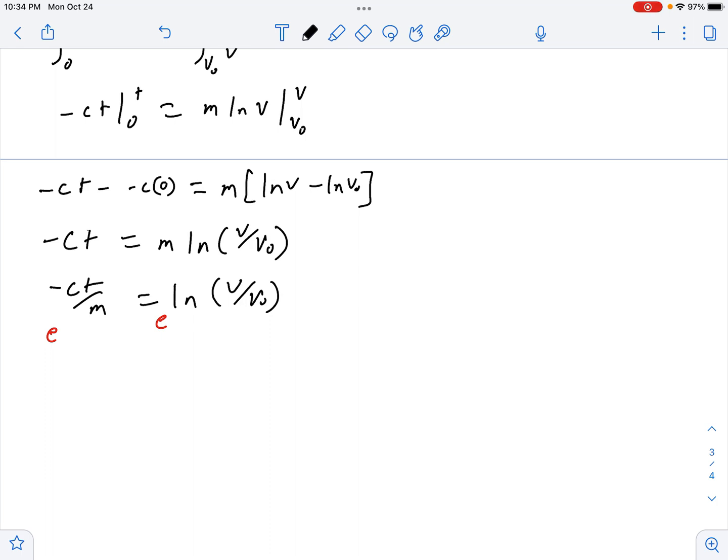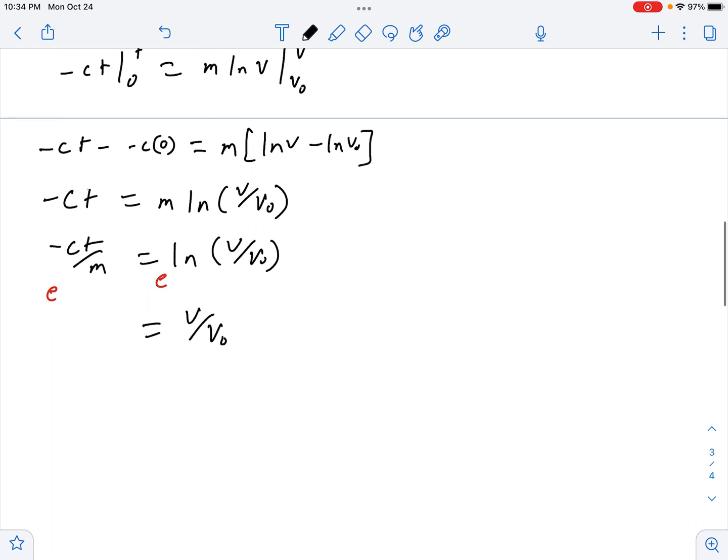In other words, e to the ln of v over v naught is just v over v naught. All right, so pretty useful little trick. It pops up a lot in physics. So we get e to the negative ct over m. I'm going to take that v naught and move it over to the left-hand side. So v naught e to the negative ct over m is equal to v.